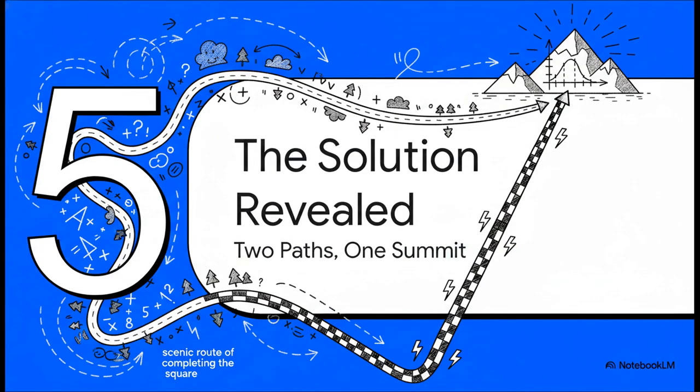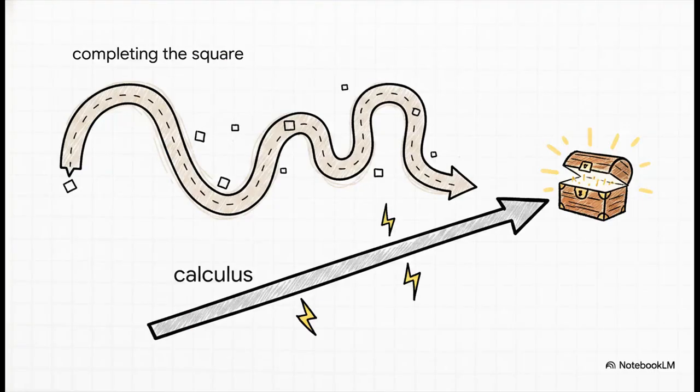Okay, let's take a breath. We have walked two completely different mathematical paths. We took the scenic route with completing the square and the express route with calculus. But did they lead us to the same place? One method was all about changing the shape of the equation. The other was about finding where the slope was 0. And yet, incredibly, they both point to the exact same spot on the curve. That's the beauty of maths.